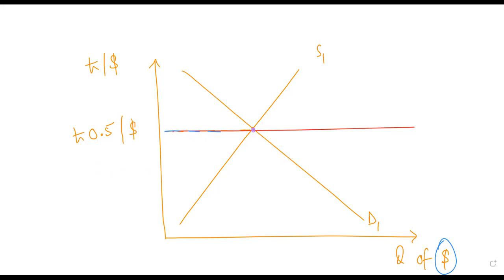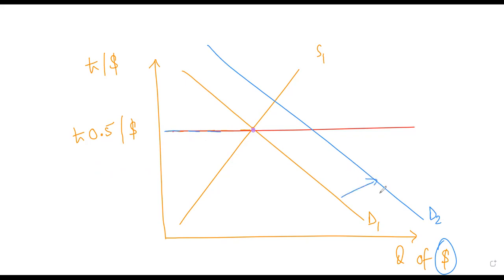Okay, now let's assume this is the value, 0.5 pounds for each dollar, which the government wants to maintain. But for some reason, let's say the demand for dollars increases. Let's say the USA is exporting more to the UK, let's say military goods and so on and so forth, right?